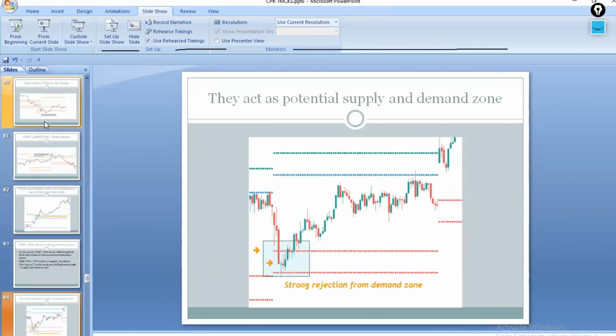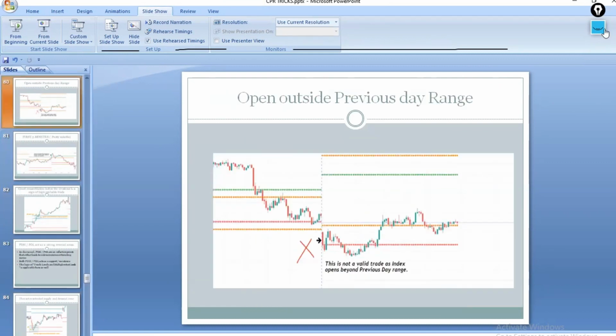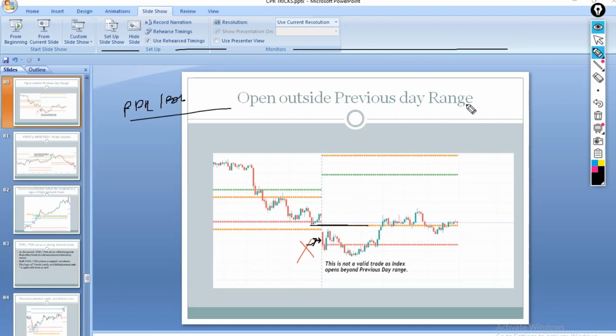Now, understand over here that this is the previous day low, correct? Now, the stock should open within previous day low. Now, this is the right example over here. This is your previous day low. The stock opens outside previous day low. Now, remember one thing. We are talking about PDH and PDL as a range and not R1, S1.